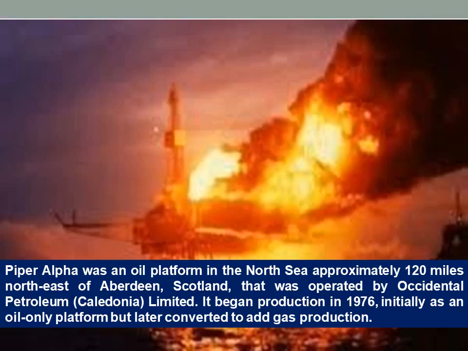Piper Alpha was an oil platform in the North Sea approximately 120 miles northeast of Aberdeen, Scotland, that was operated by Occidental Petroleum, Caledonia, Limited. It began production in 1976, initially as an oil-only platform but later converted to add gas production.